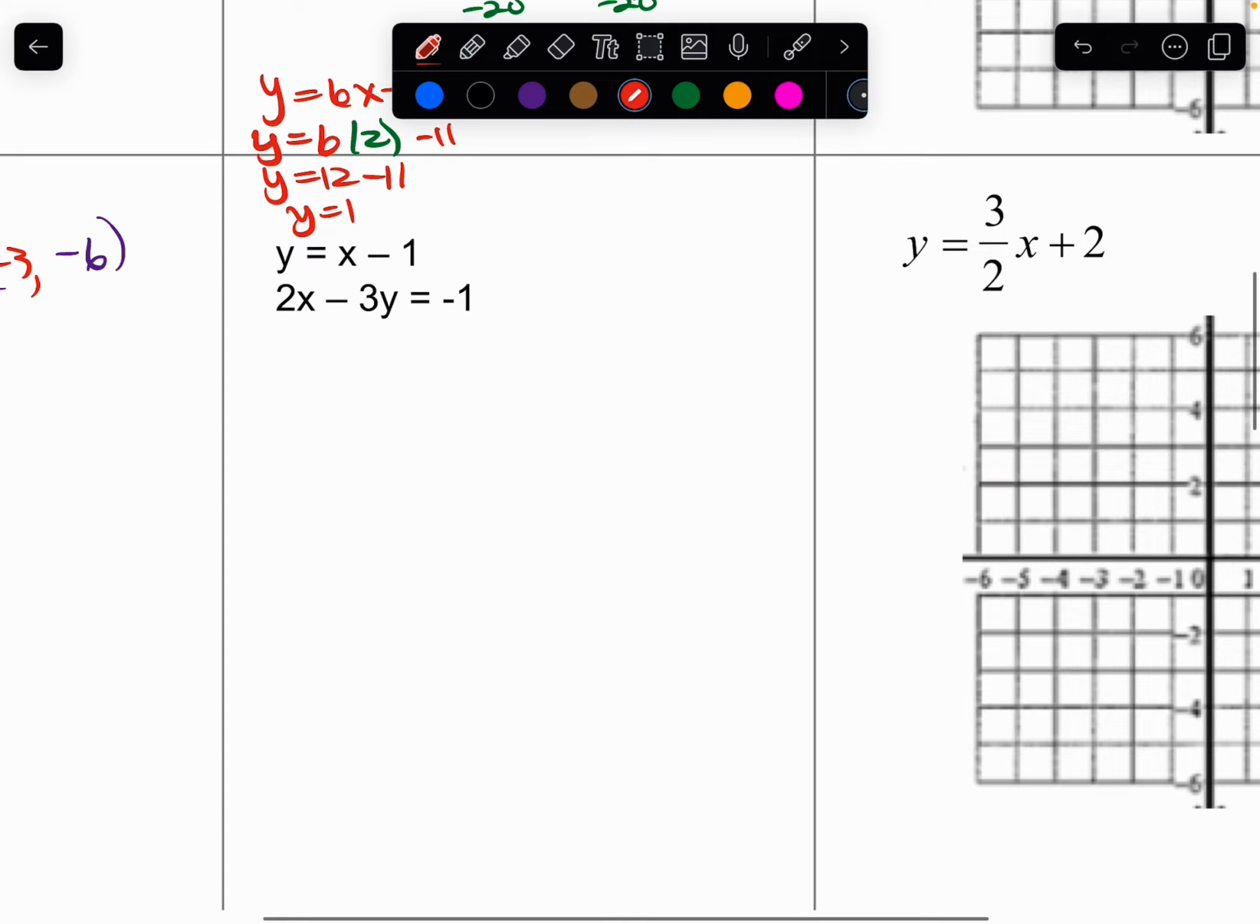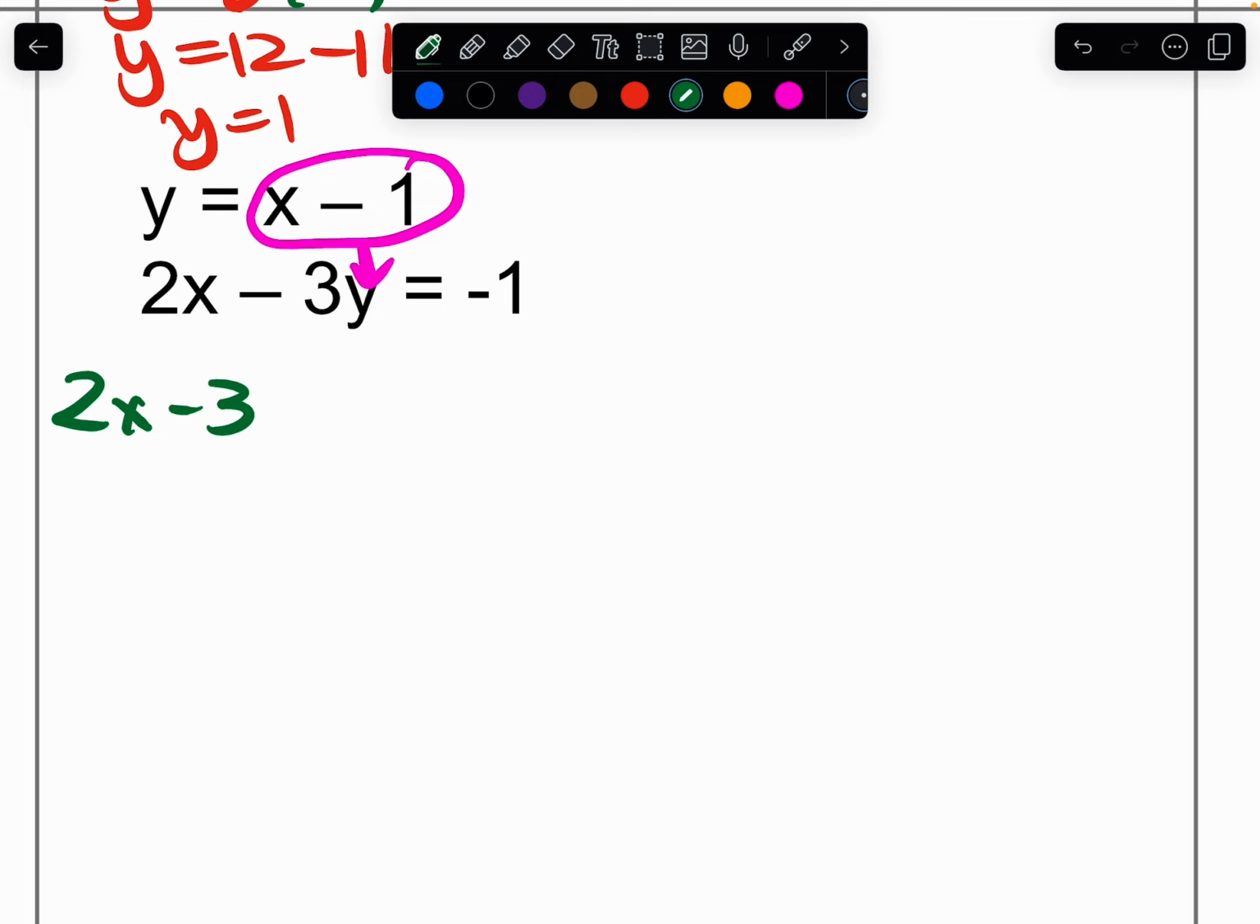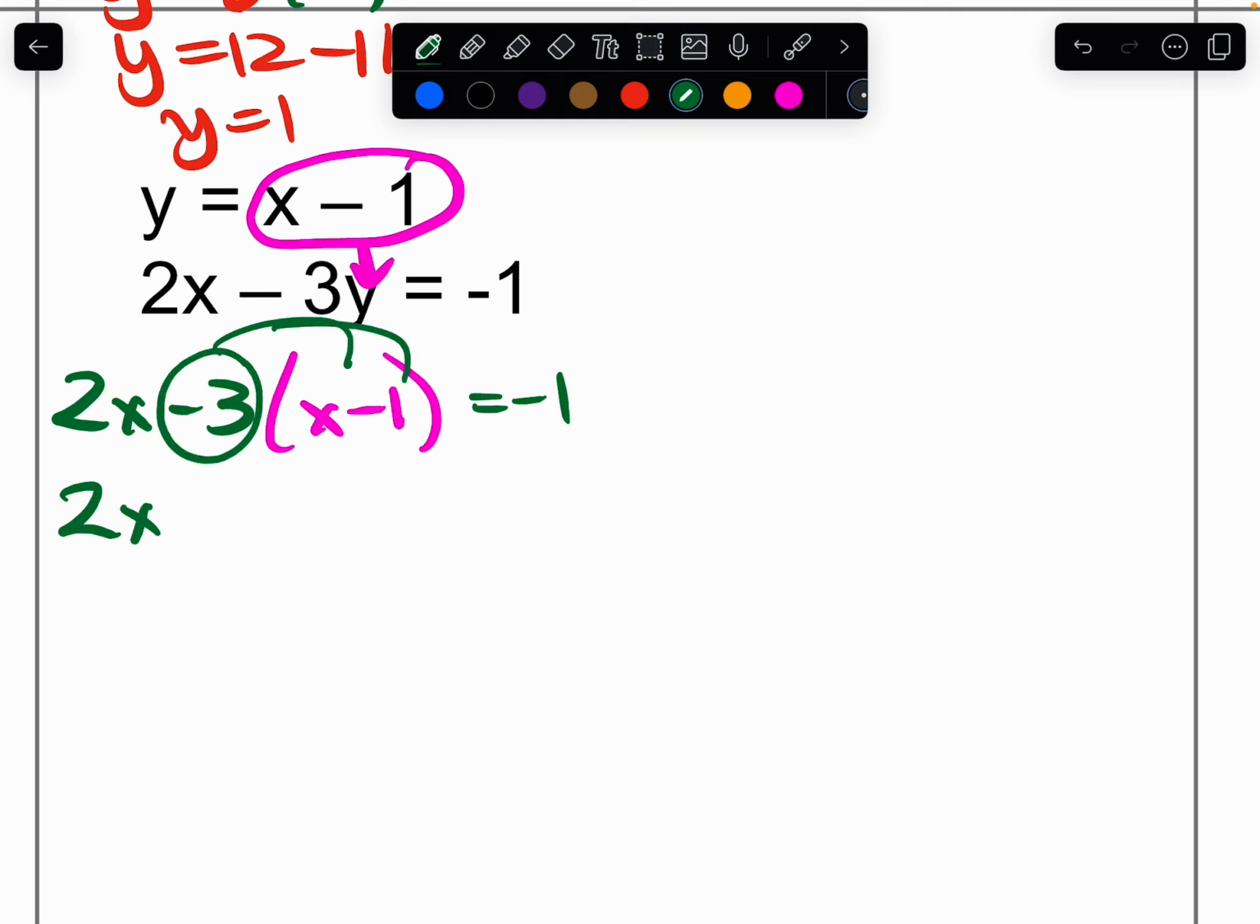Okay. This one right here, I'm going to take this right here, and I'm going to plug it in for the y. So I have 2x minus 3. I'm going to replace the y with x minus 1 equals negative 1. I'm going to take the negative 3 and I'm going to distribute it through, and negative 3x plus 3 equals negative 1. Negative x plus 3 equals negative 1.